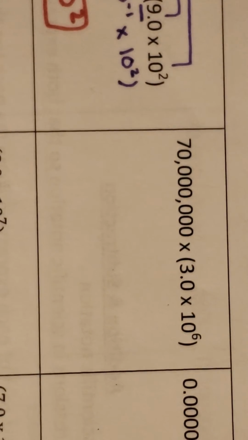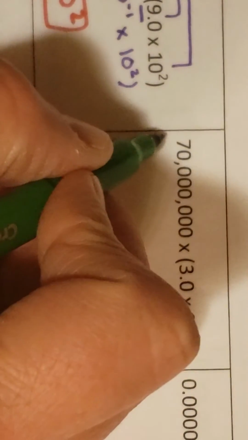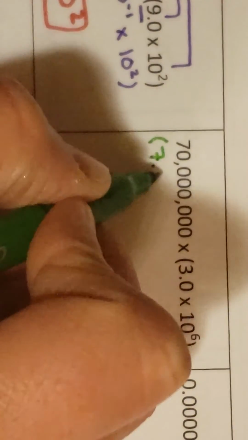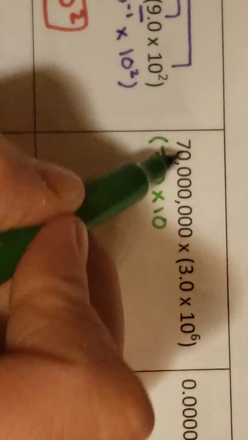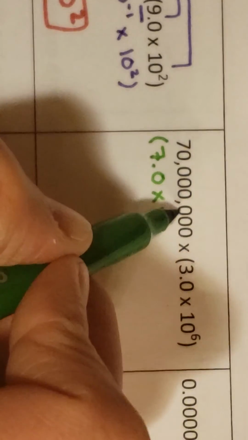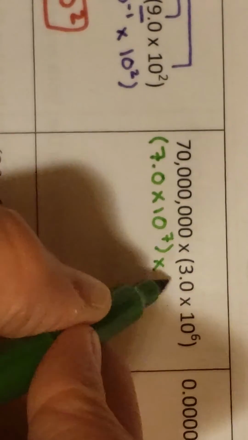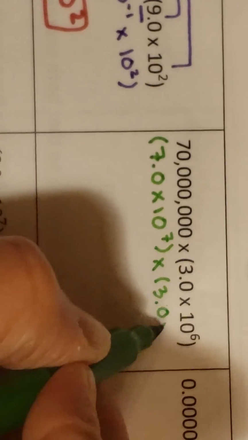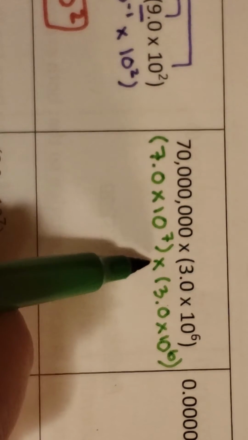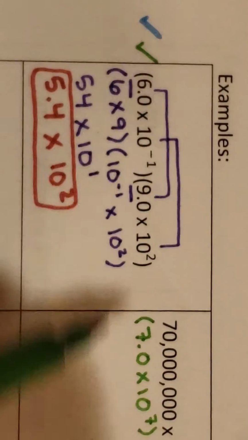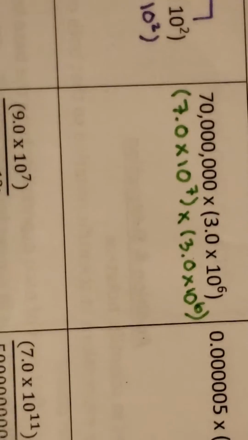Keep on going. Feel free to go a step ahead of me though. Write both values in scientific notation. So this would be 7.0 times 10 to what power? 1, 2, 3, 4, 5, 6, 7 times 3.0 times 10 to the 6th. Notice in this problem I have a multiplication x, and in the previous one I did not. Remember, when two sets of parentheses are together, that implies multiplication.